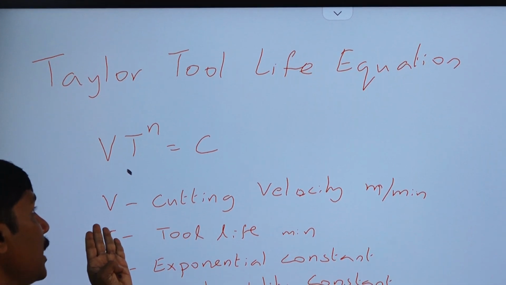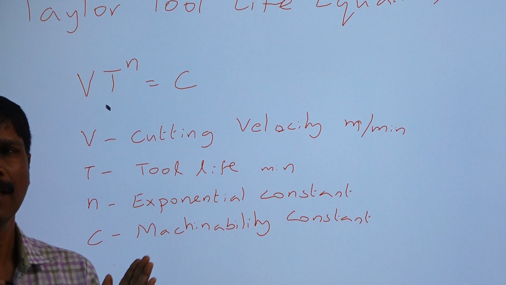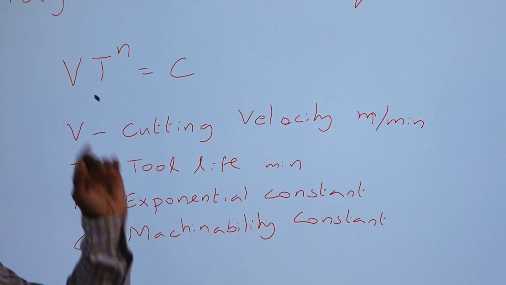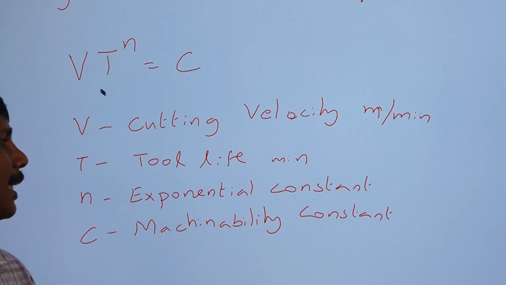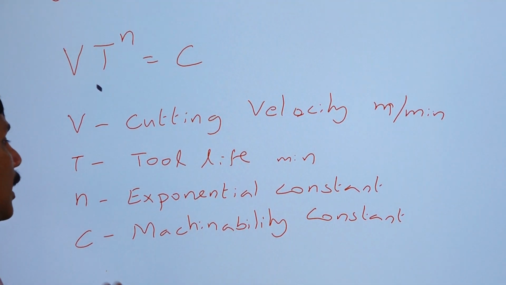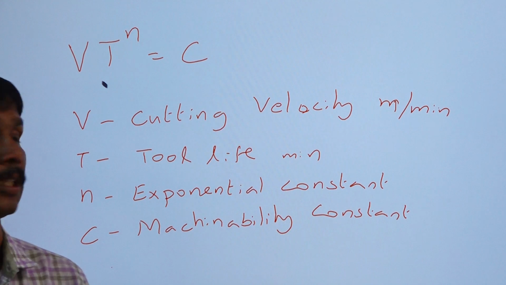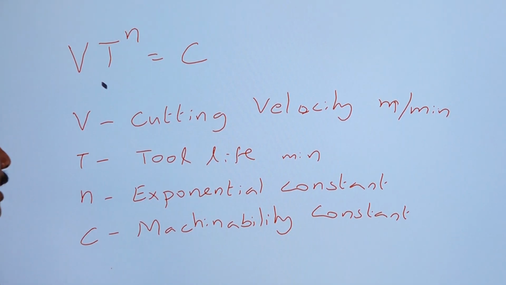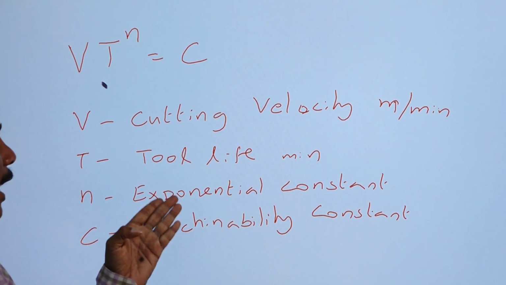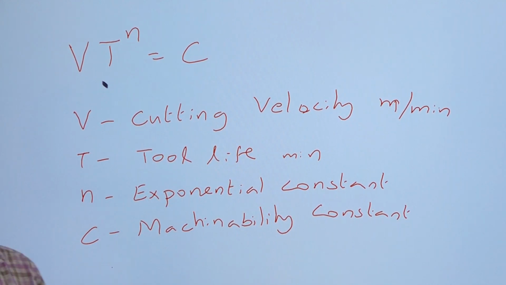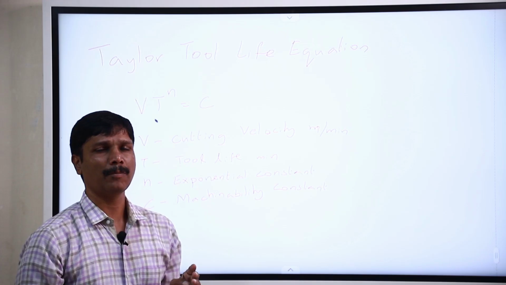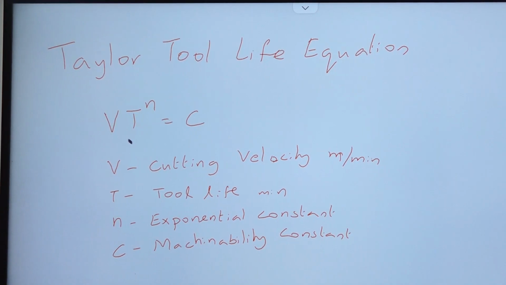Cutting velocity is inversely related to the tool life. V into T constant means it is inversely related. In T to the power of n, n is the exponential constant, and C is the machinability constant. So V t power n equal to C is the Taylor tool life equation. For different materials we have different exponential constants, and the machinability constant depends on machinability parameters such as depth of cut and feed.